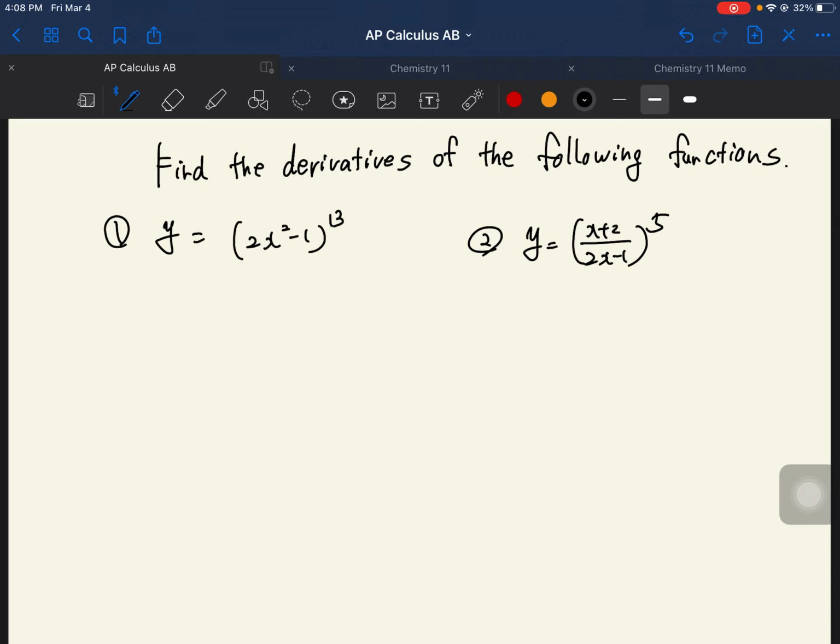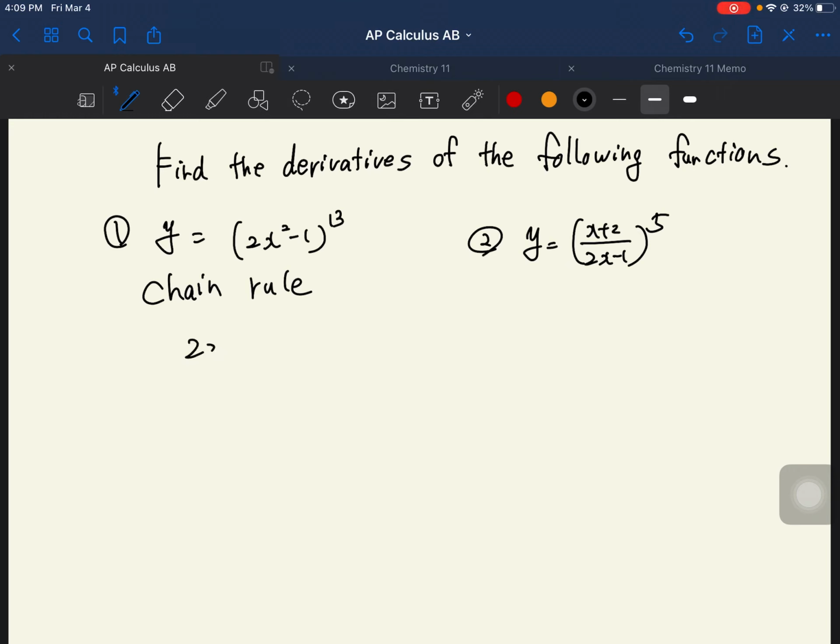So it looks so complicated because it's something to the power of 13. If you want to use power rule to solve this question, you have to expand this function. But it's going to be so annoying. I don't want to do that. So what I would do is I use chain rule. If you have no idea about chain rule, please check out my previous video first. Then let me use chain rule.